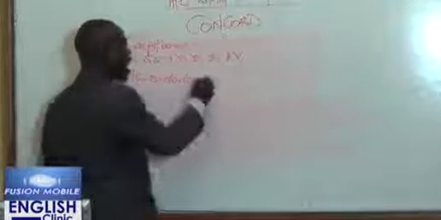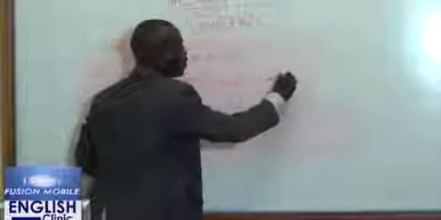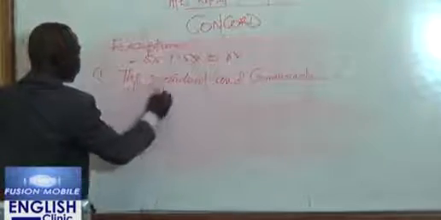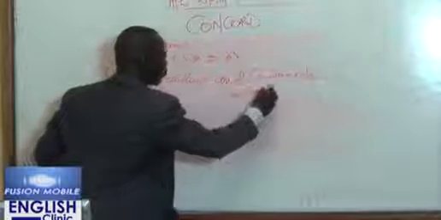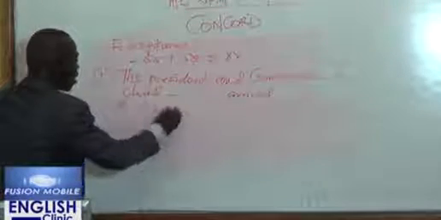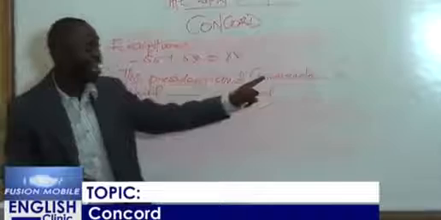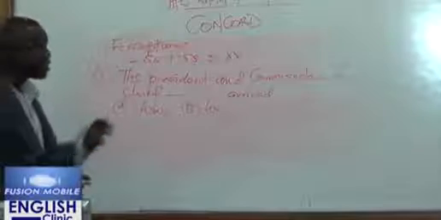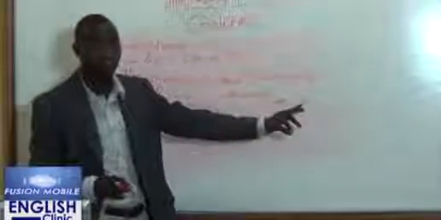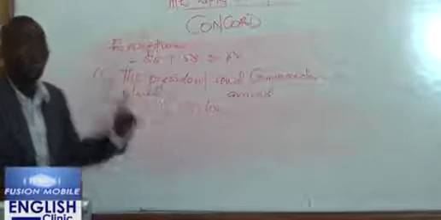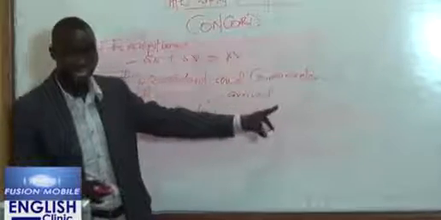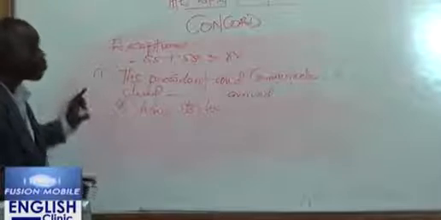The president and commander in chief dash arrived. A. have and B. has. The president and commander in chief dash arrived. Now you will discover from this example that the president is also the commander in chief. So we are talking about an entity who has two titles. What are the two titles? The person is the president and is also what? The commander-in-chief.